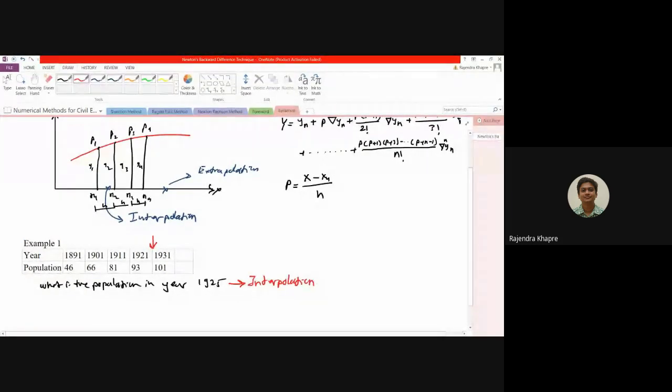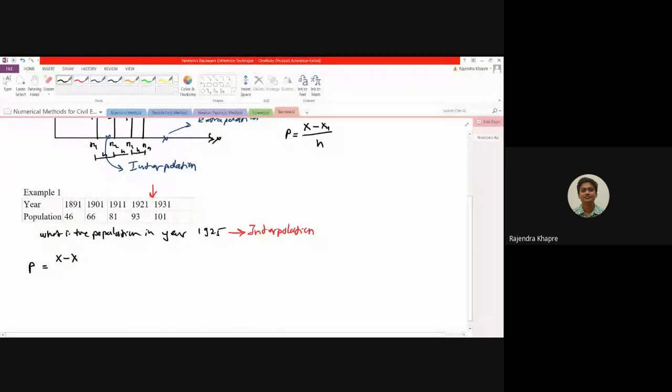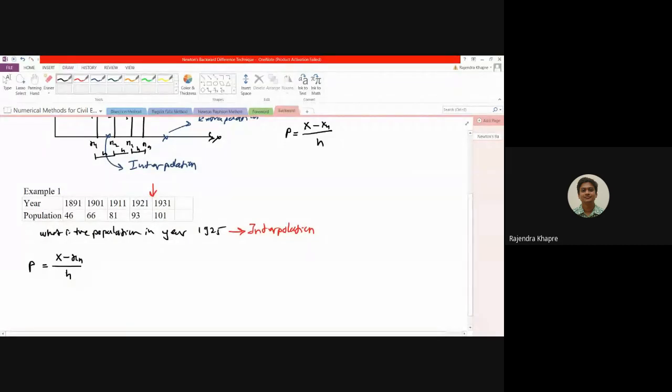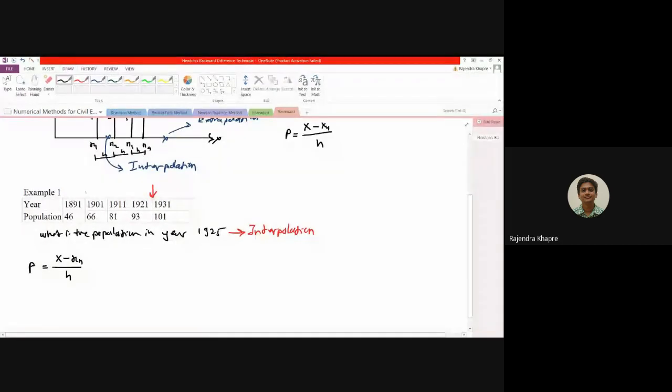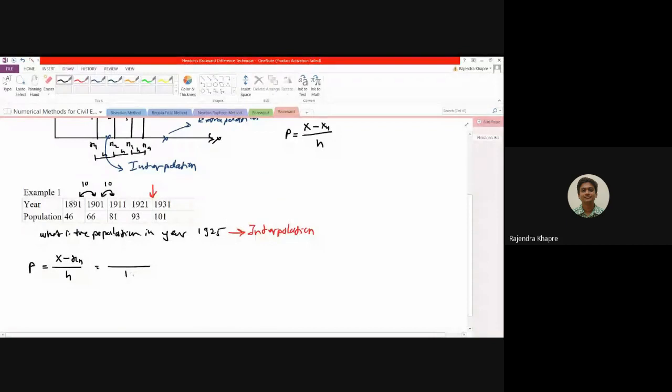Okay, so let us start with the problem. Here, first of all, we need to find out the value of p. The value of p is nothing but (x minus xn) divided by h, where x is a small x. h is the distance between two consecutive values of x, and as you can see, the distance between two consecutive values is nothing but 10 years. So here in the denominator we have 10.